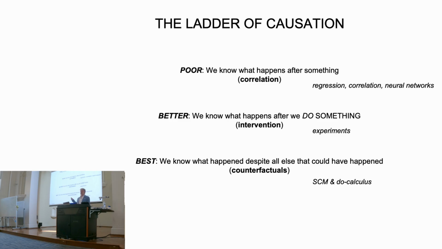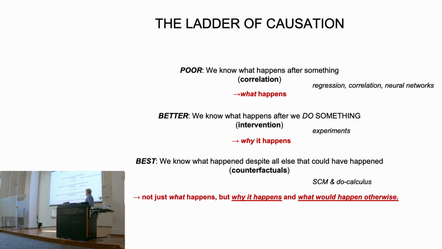And so that is what I will show you next, where do-calculus comes in. Judea Pearl says correlations tell us what happens. And with an intervention, I get added information why something happens. It's because I did something. But really only if I factor in the counterfactuals, I learn not only what happens, why it happens, but also what would have happened otherwise.